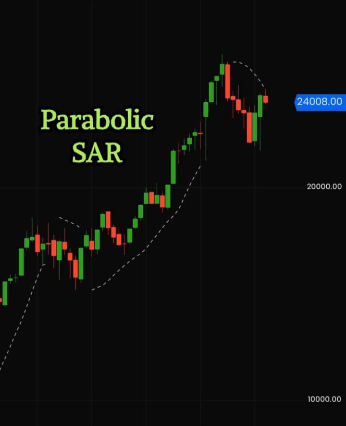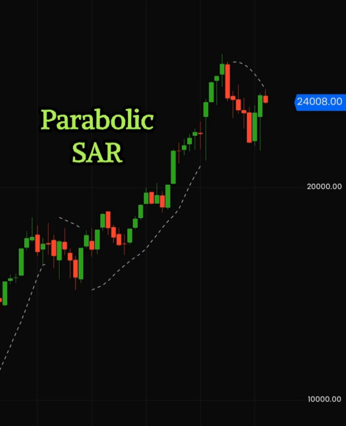And the formula stays the same. The formula itself is the same. SAR today equals SAR yesterday plus AF times (EP minus SAR yesterday). But now, in a downtrend, the EP is the lowest low, and the AF increases when new lows are made. And you check if the SAR is above the day's high to confirm the downtrend.